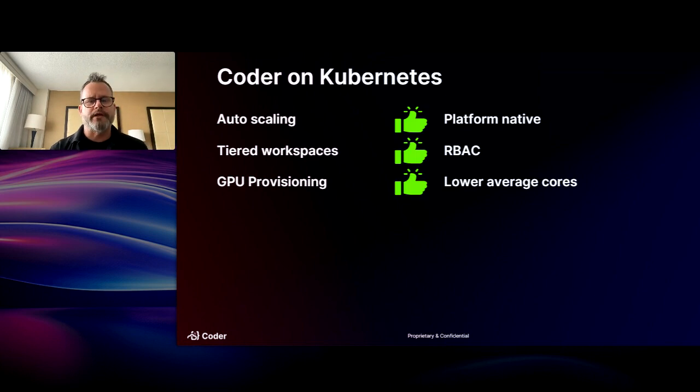So the auto scaling, like I said, it's platform native. And we'll see it. The tiered workspaces, you can use Coder's RBAC features. That's part of Coder Enterprise. And like I said, you can have one group with one set of templates and another group with another set. It's really easy to use.